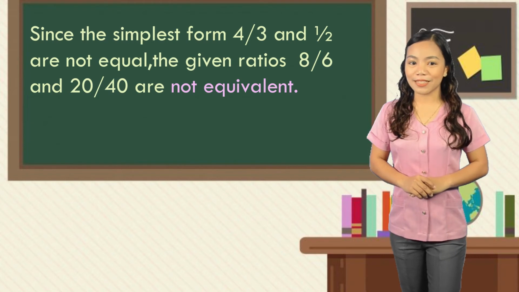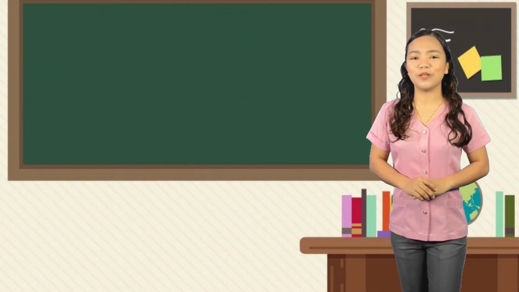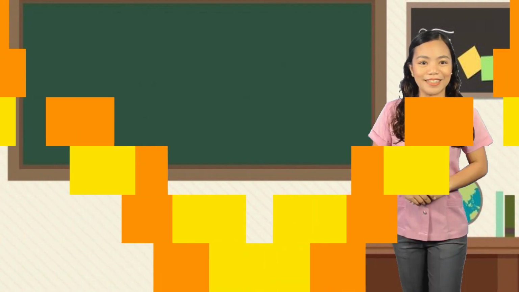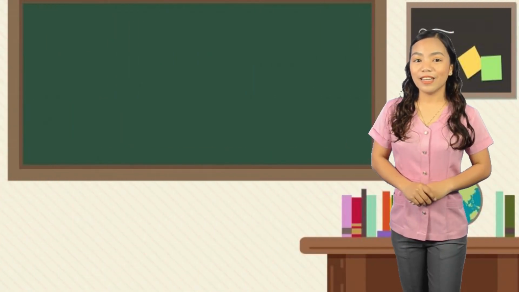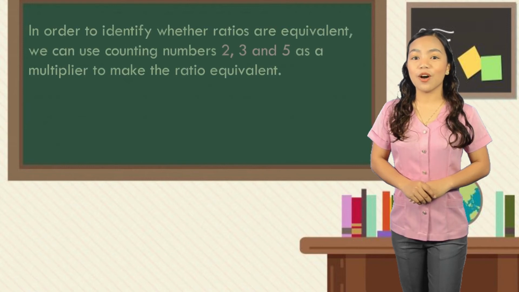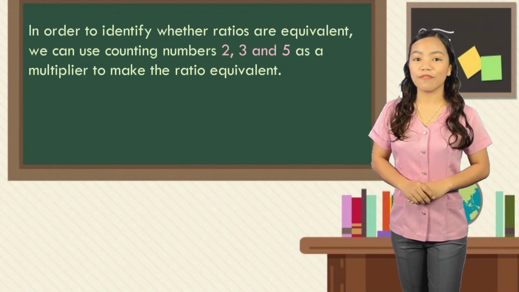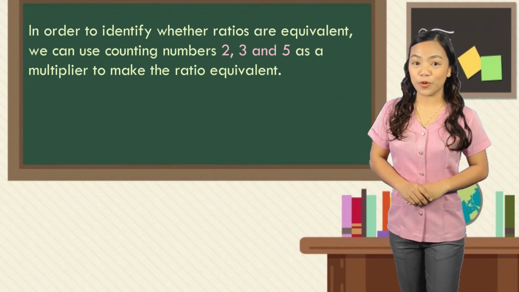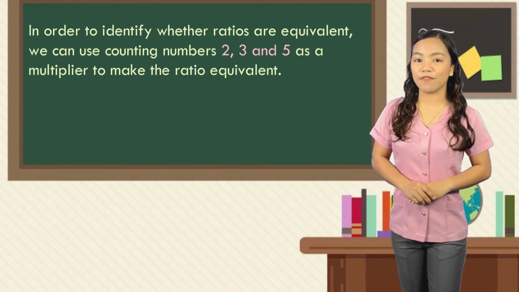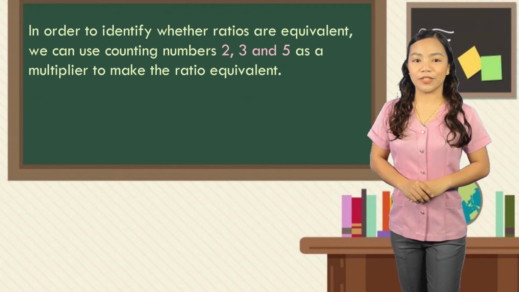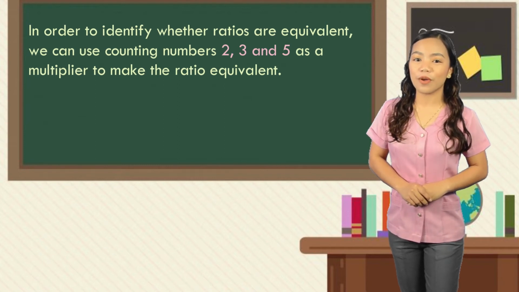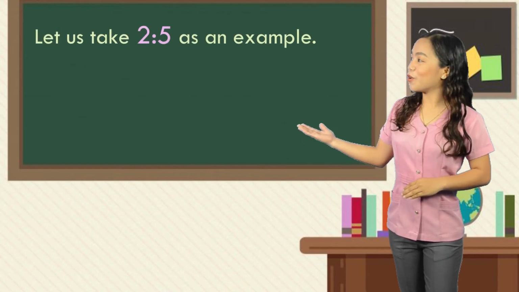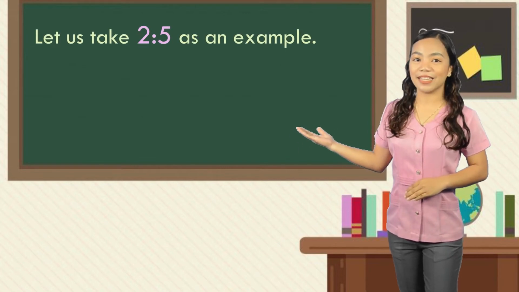Did you get it? I believe you did. If not, do not worry. In order to identify whether ratios are equivalent, we can use counting numbers 2, 3, and 5 as a multiplier to make the ratio equivalent. Let us take 2:5 as an example.